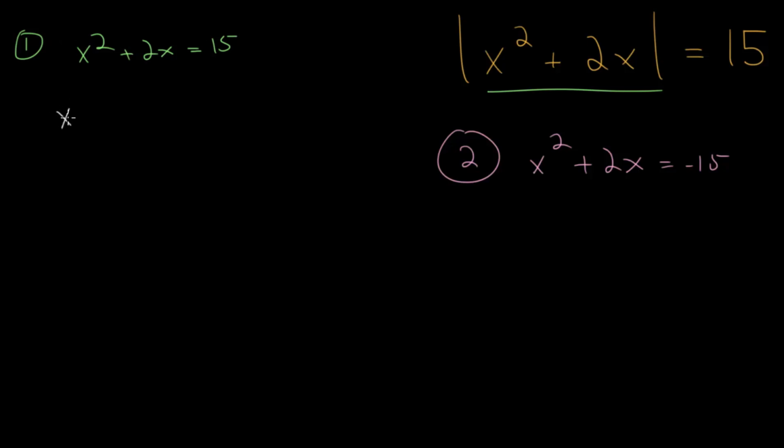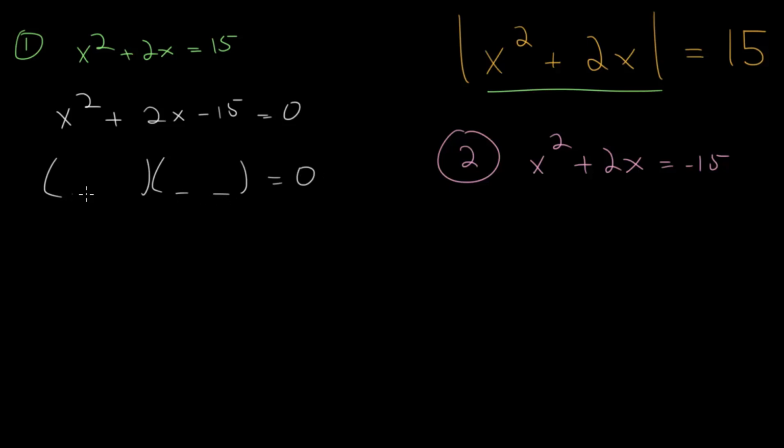We subtract 15 on each side, so that x squared plus 2x minus 15 is equal to 0. And at this point, we can try to factor it, or we can use the quadratic formula. Though let's try to factor this into a product of two binomials.